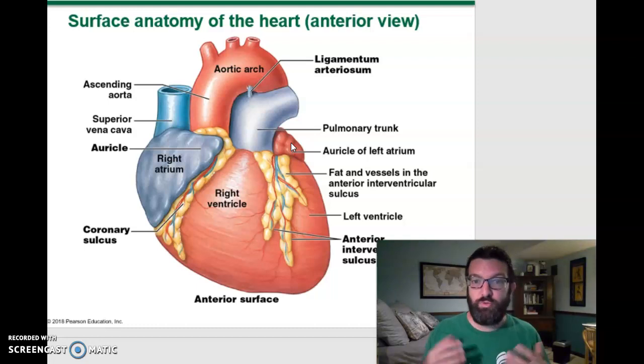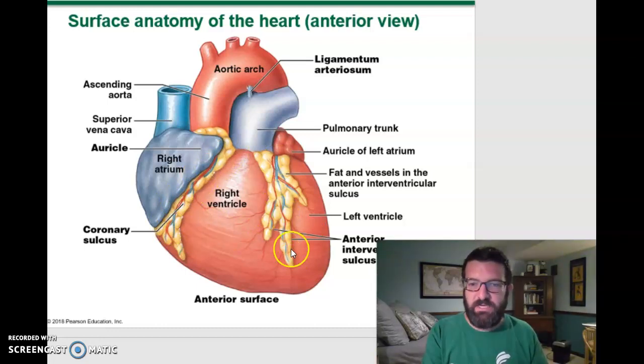You also have two grooves. Remember, a sulcus is our term for a groove. So you have the coronary sulcus, which is kind of between the atrium and the ventricles, right here. It's filled with fat that's cushioning blood vessels. And you have an anterior interventricular sulcus, which is anterior, right? And it's between the two ventricles, the left and the right. So it's interventricular, between the ventricles.